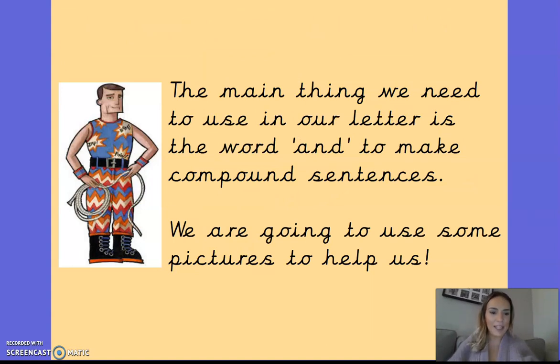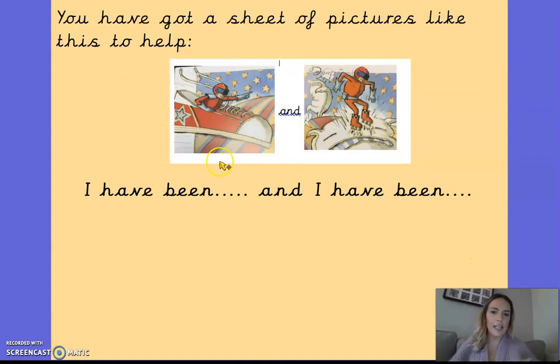The main thing that we need to use in our letter, so the learning that I am looking for, is the word "and" to make compound sentences. And we are going to be using some pictures to help us. So there is a sheet of pictures for you to use. And they look like this. There are 4 sets of 2 pictures, so 8 pictures in total. But you're going to write about the pictures and join them together with the word "and." So the structure of your sentence will be, "I have been," whatever's happening in the first picture, "and I have been," whatever is happening in the second picture.